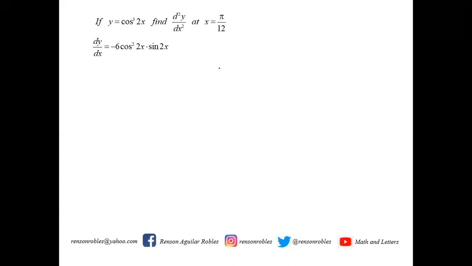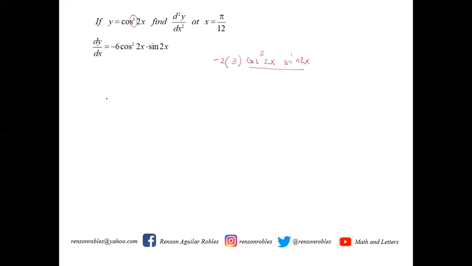You just differentiate 2x, that's 2, and then you multiply it by the power 3, okay? And then you copy cosine 2x. You subtract 1 from 3, so that will become 2, and then you simply affix negative sine 2x because the derivative of cosine is negative sine. So simplifying this, negative 2 times 3, that's negative 6, and then you just copy cosine squared 2x times sine 2x, and that is the first derivative of y in terms of x.